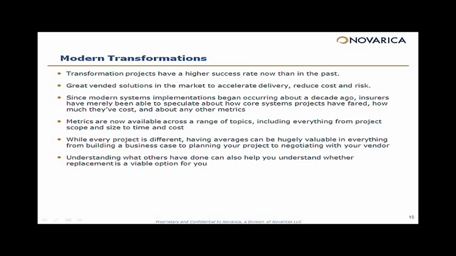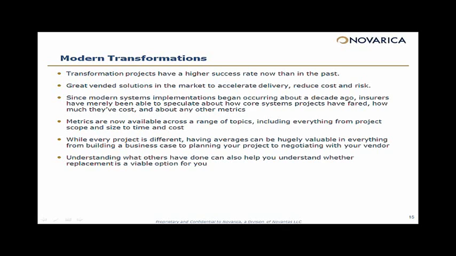Certainly, there are better vended solutions in the market to accelerate delivery, reduce cost, and reduce risk. The vendors are better at partnering with carriers in order to deliver these solutions. Carriers are better at delivering these solutions, especially around integration work. Carriers in the last 5 to 10 years have become very, very strong in dealing with integration and XML and integration technologies. All of this equates to a higher success rate in the industry overall. As I said, they are still very large, complex projects, but they really are more successful now than they were 5 or 10 years ago.